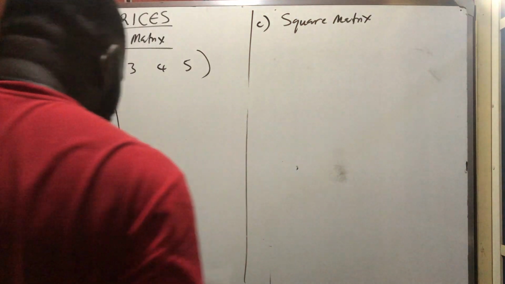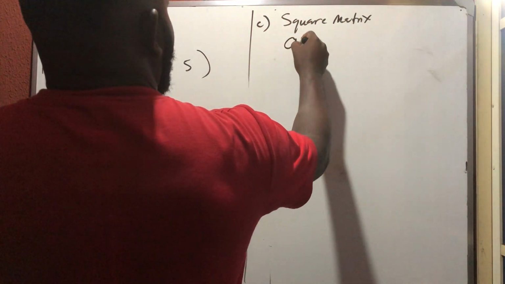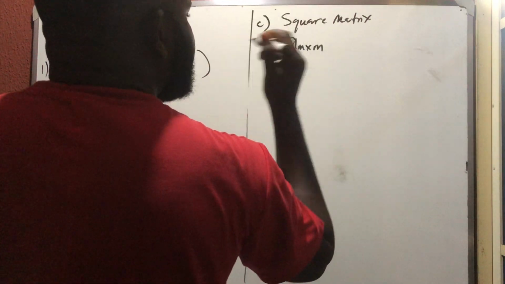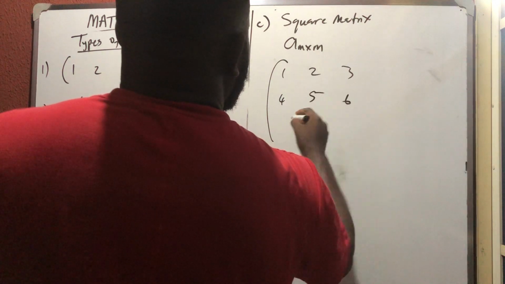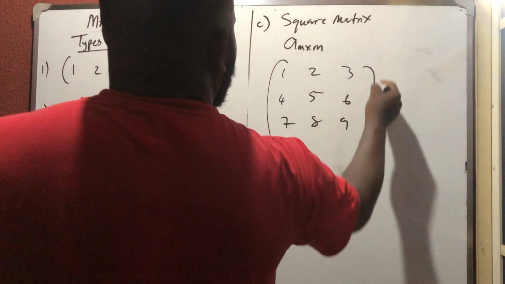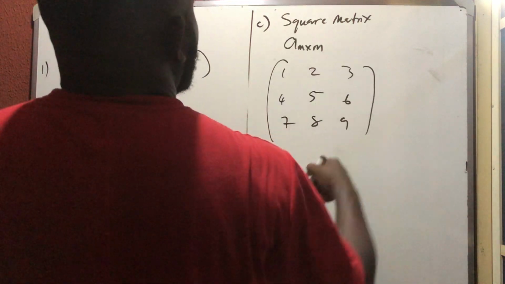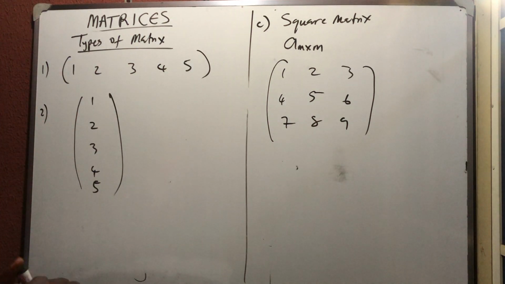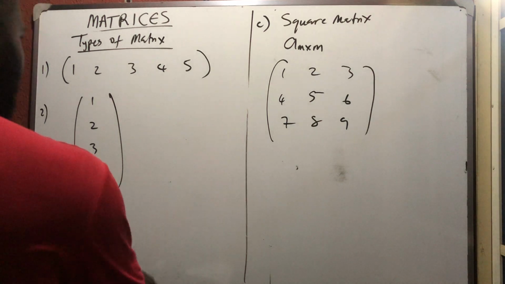Now, a square matrix is a situation whereby the row is equal to the column. For example, if I have A of M by M, it's a square matrix. The row and the column must be equal. For example, I can have 1, 2, 3, 4, 5, 6, 7, 8, 9. Look at this now. The row is 1, 2, 3, and the column is 1, 2, 3. So this is a 3 by 3 matrix, and it is a square matrix. So a square matrix is any matrix that has both the row and the column equal.